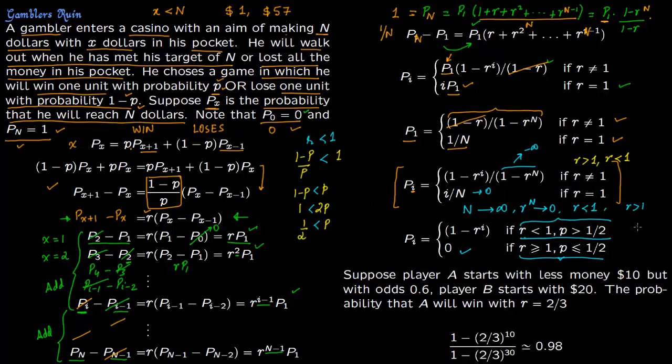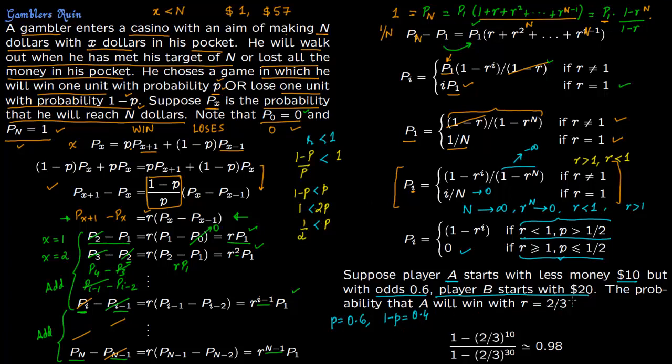So say there are two players. There is a player A and he starts with less money in his pocket. He starts with $10 in his pocket. But his odds of winning are 0.6. So maybe they're playing with a biased coin and the odds of A winning is 0.6. And a player B starts with $20. So A and B are playing against each other. If A has 0.6 probability of winning, so success for A is 0.6. That means success for B is failure for A, that is 0.4.